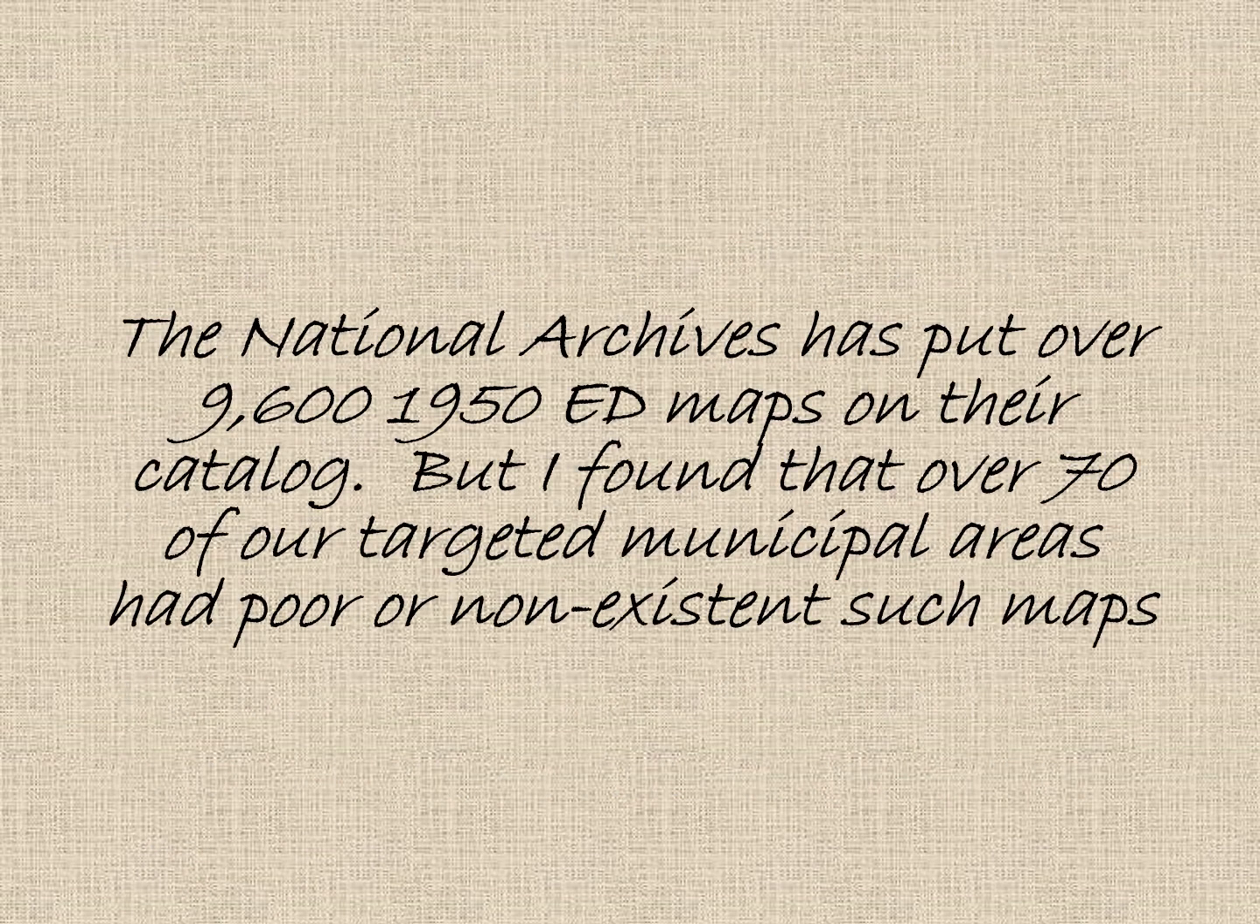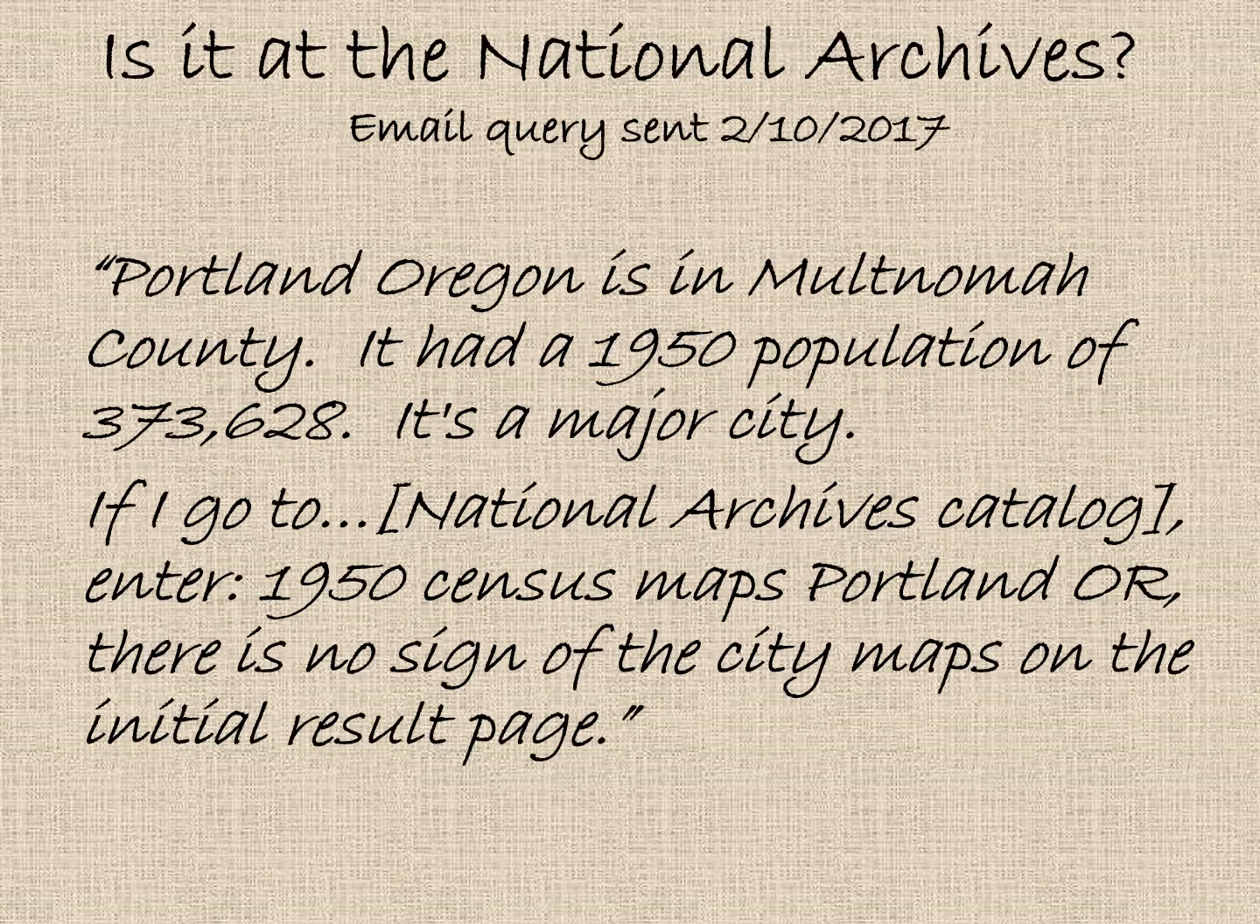The National Archives has put over 9,600 1950 ED maps, those are enumeration district maps, on their catalog. But I found that over 70 of our targeted areas, because we had over 2,000 areas we wanted to do street indexes for, had poor or non-existent such maps on their catalog. The largest municipality that I couldn't find a map for was Portland.